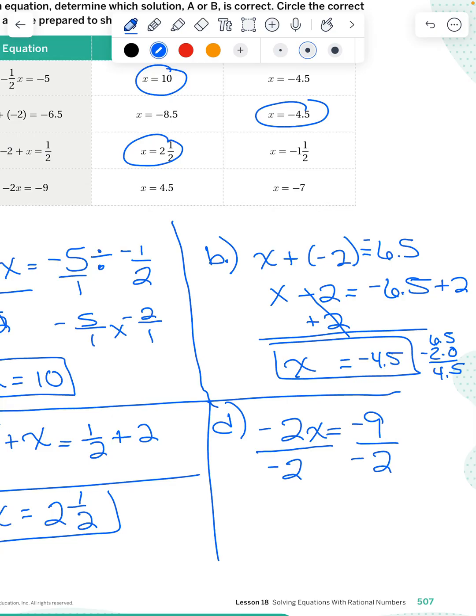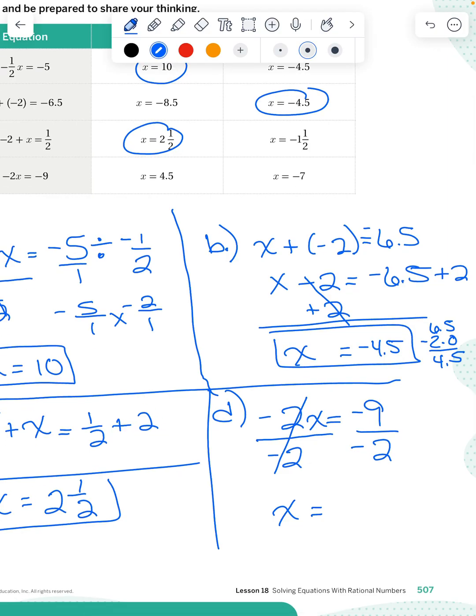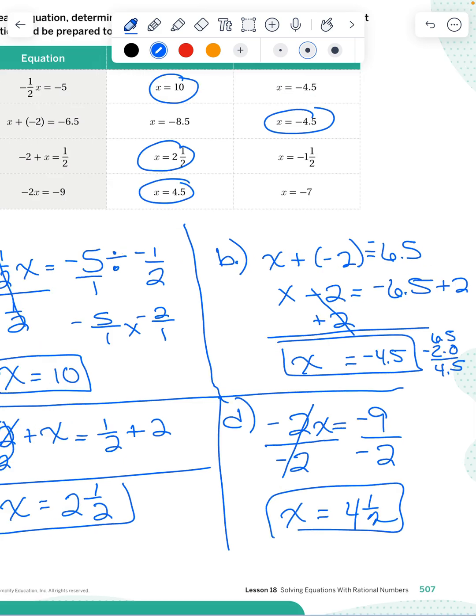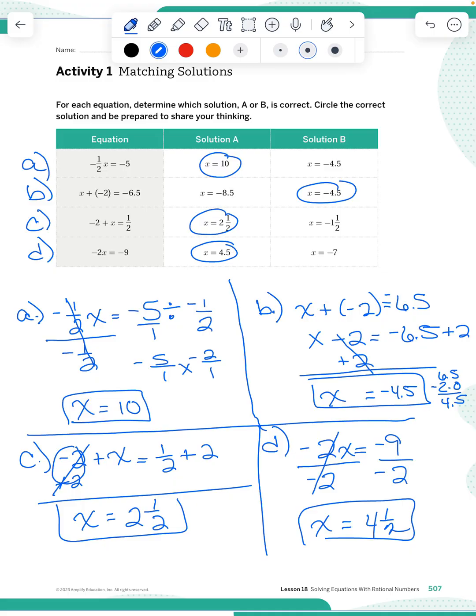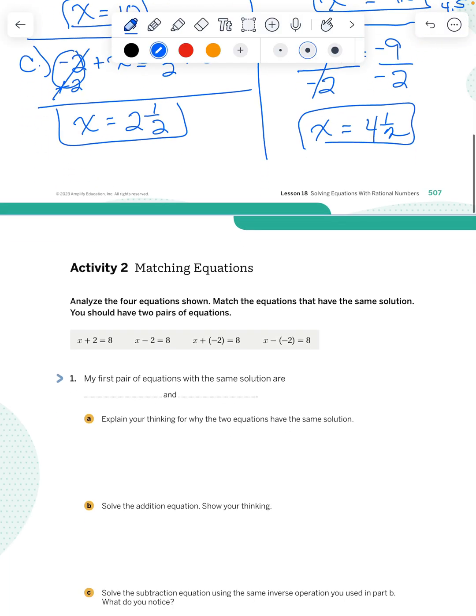On the left, a negative 2 divided by a negative 2 is a positive 1 whole x, 1x. We just write x. And then on the right, a negative 9 divided by a negative 2 is a positive answer. A negative divided by a negative is a positive. And 9 halves, 9 divided by 2, we know is 4 and 1/2. Okay, that is how we're going to be showing our work today using the inverse operation.